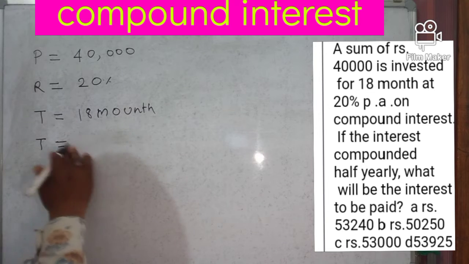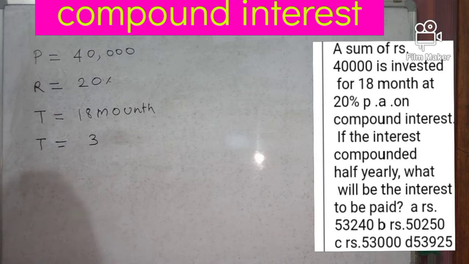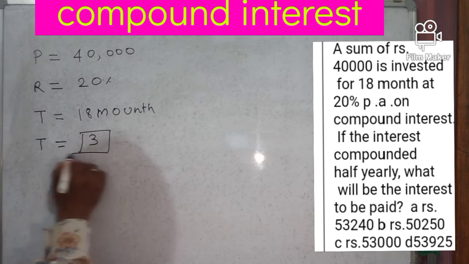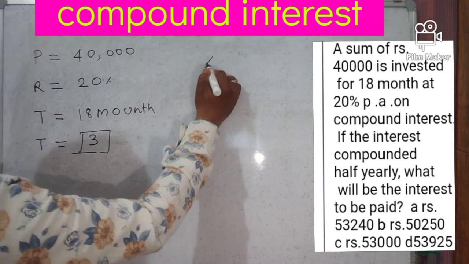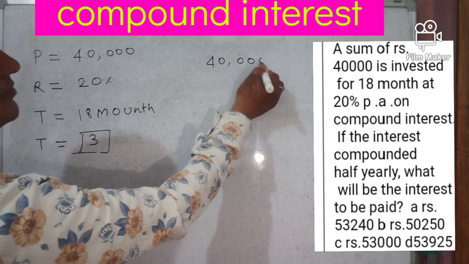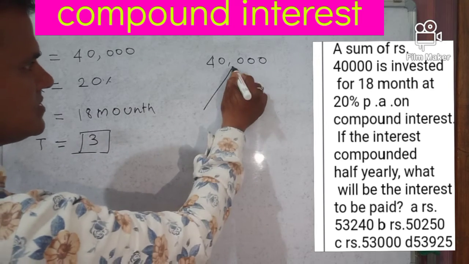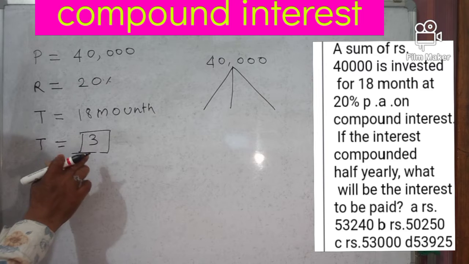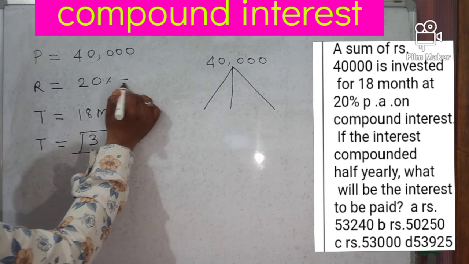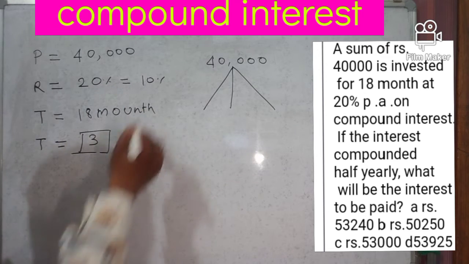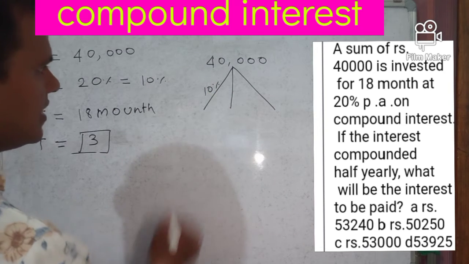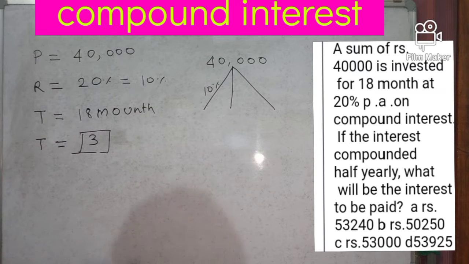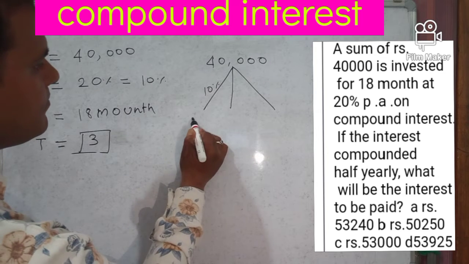So the number of time periods is just 3. So it will be a solved question, very helpful. 40,000 is our principal. So draw 3 lines because there are 3 six-month periods here, and rate of interest will be 10% because this is half yearly, right? So it will be calculated at 10% of 40,000. So 10% of 40,000 will be 4,000.